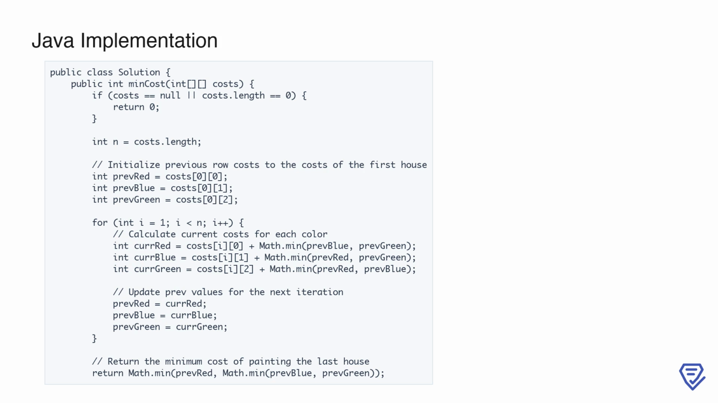For instance, the cost of painting the current house red is the cost of painting it red plus the minimum cost of painting the previous house either blue or green. This ensures no two adjacent houses have the same color. Similar calculations are done for blue and green, and these values are stored in cur_red, cur_blue, and cur_green.